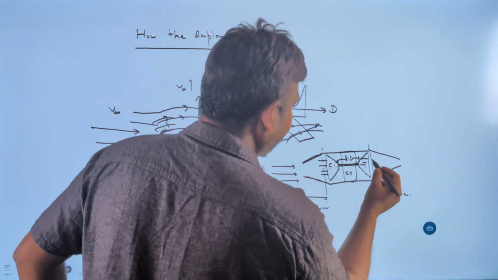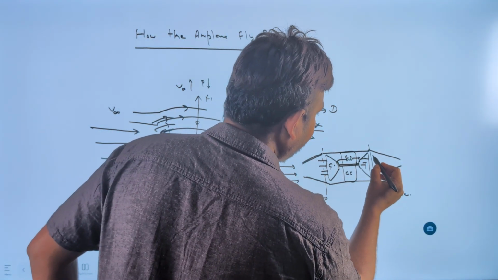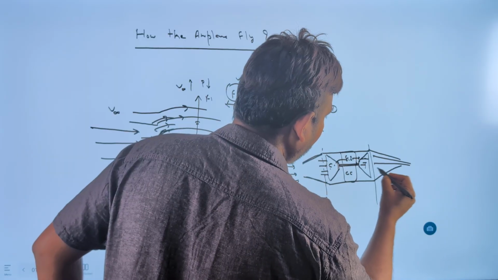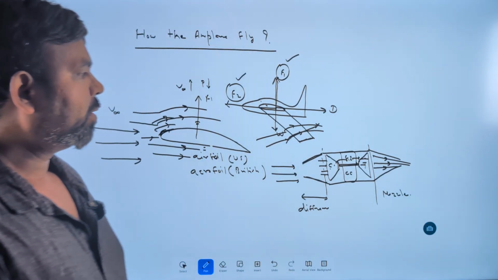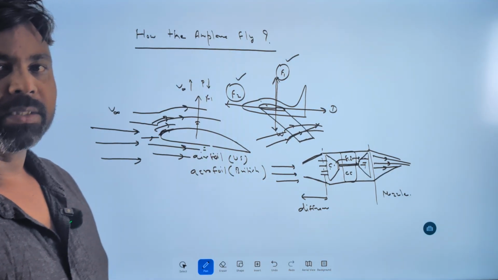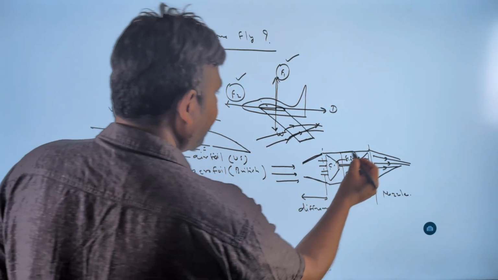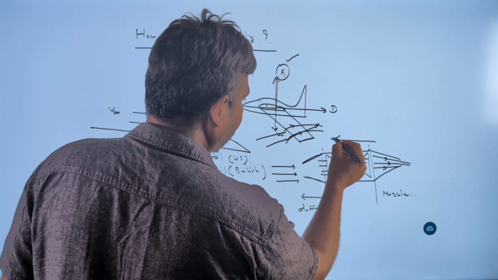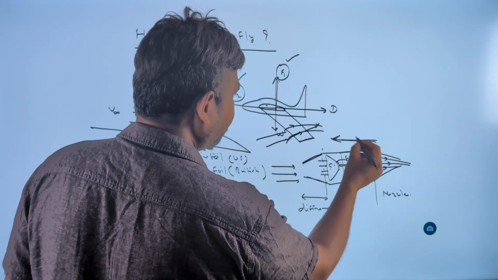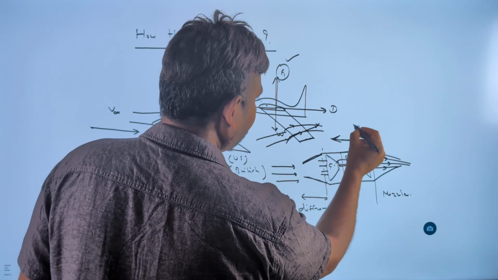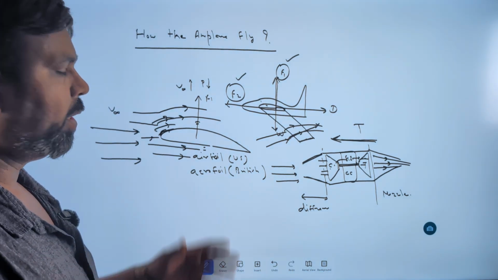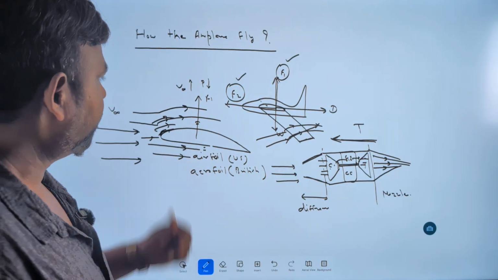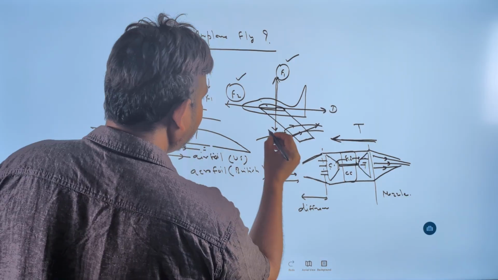And finally the remaining gas we expand in the nozzle, where the velocity of the gas increases drastically. So we get a thrust in this direction that can be used to propel the aircraft. Suppose I add this engine here.